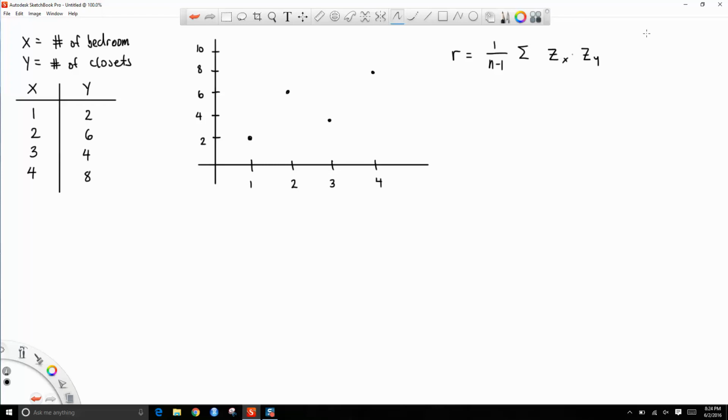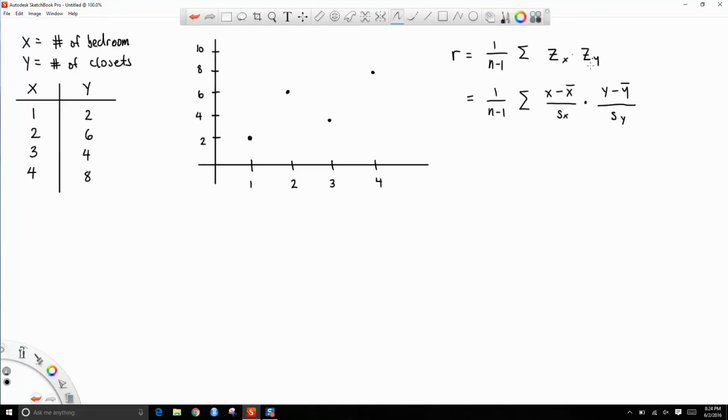So as far as this goes, it's n minus 1, and then the z-score for x is going to be the distance that x is from its mean, x minus x bar, but expressed in standard deviations. So we're going to divide by the standard deviation of x. Then same thing for y: y minus y bar divided by the standard deviation of y. So it's the distance from the mean in standard deviations for x, and the distance from the mean for y expressed in standard deviations.